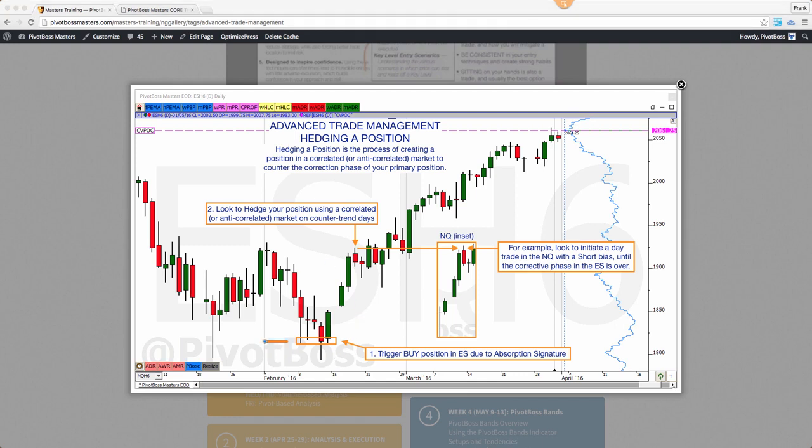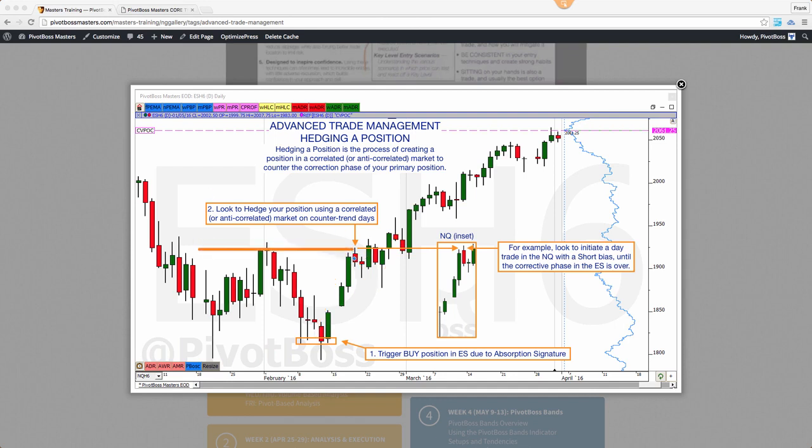So basically in this case right here, you can see here's the absorption signature that we talked about before. When we hit that low and we failed to hold below 1800s and popped back above support, we talked about watching this area right here for a squeeze, right? So say you did partake in that and you got long somewhere in here. So you trigger a buy position in the ES due to that absorption signature and price rallies. You know that once price goes up, it's got to pull back in order to energize and go back up.